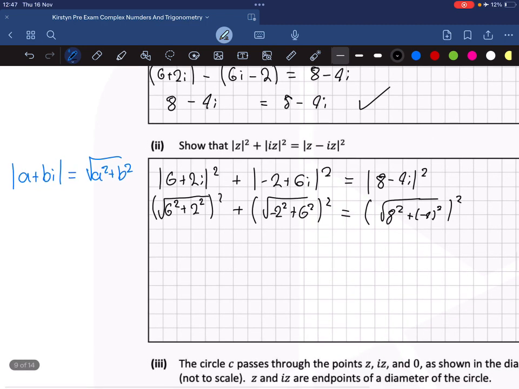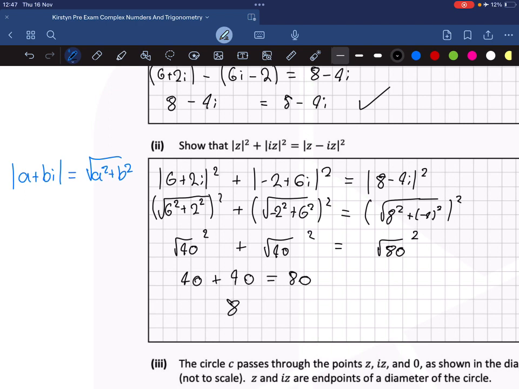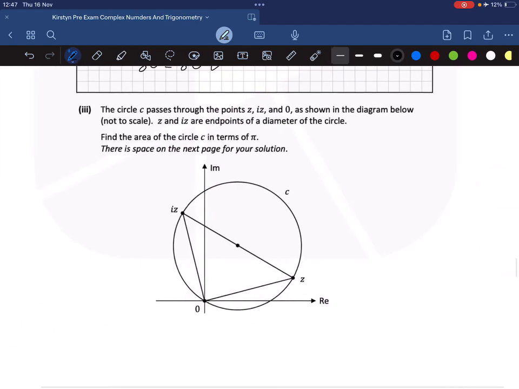So 6 squared is 36, 2 squared is 4, 36 plus 4 is 40. So we have the square root of 40 squared plus, same again here, the square root of 40 squared, and this is going to be equal to the square root of 80 squared. Because you have 8 squared is 64, minus 4 squared is 16, 64 plus 16 is 80, square root that, and then we need to square it. What happens when you square a square root? You get rid of it, so we just have 40 plus 40 is equal to 80, so 80 just equals 80. So far these are quite nice questions. Now, part 3.